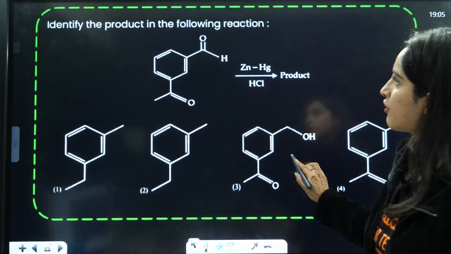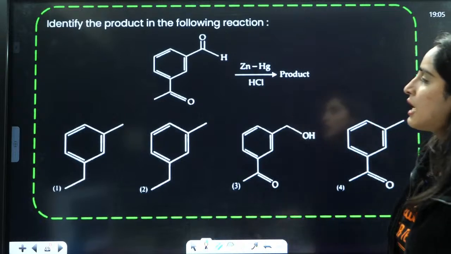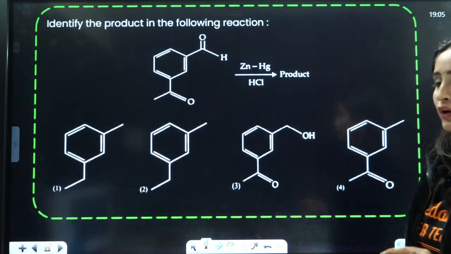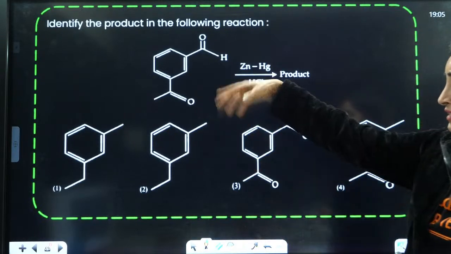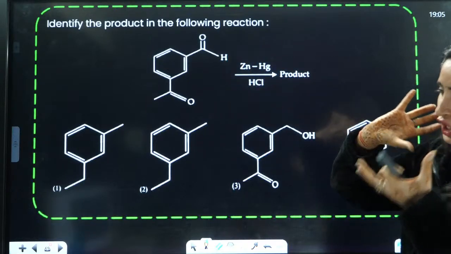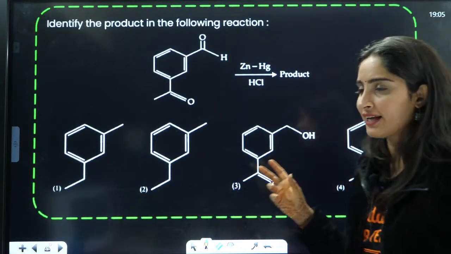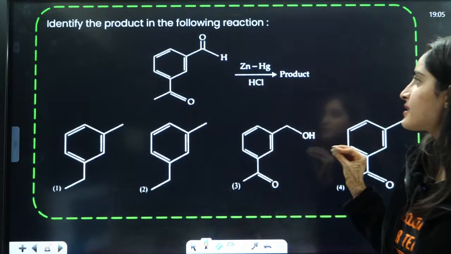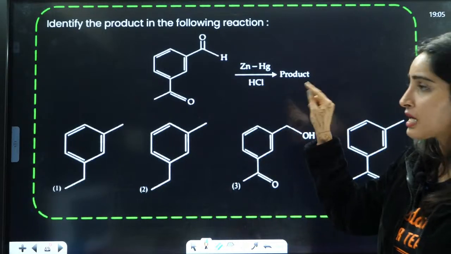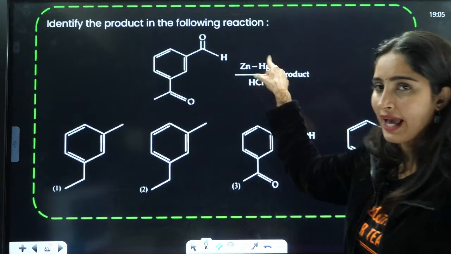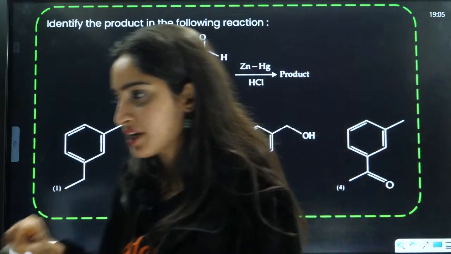Next is a very important reaction. Identify the product in the following reaction. So a very cute, or you can say very weird, reactant is given to you. They are saying you have Zn-Hg/HCl. Firstly, just tell me what is this reaction? What is the name of this reaction?